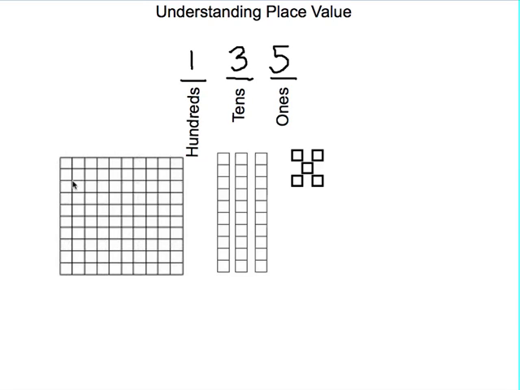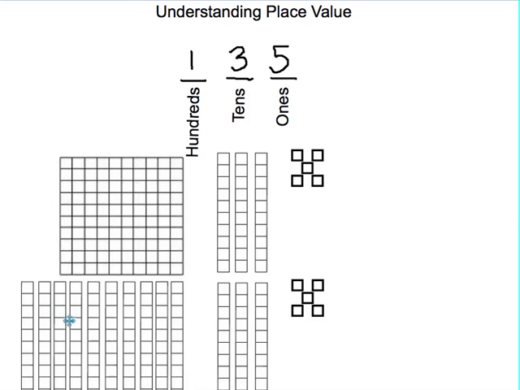Well, what would happen if I took this block and separated it into its 10 individual rods? Now I would have something very different. I would now have 10 rods from this block and 3 rods here, so altogether I'd have 13 rods. Now I know a rod is worth 10, so what I've done effectively is taken 10 tens and 3 tens and put them together to make it 13 tens. And then those 5 ones stay the same because I'm not doing anything with ones.